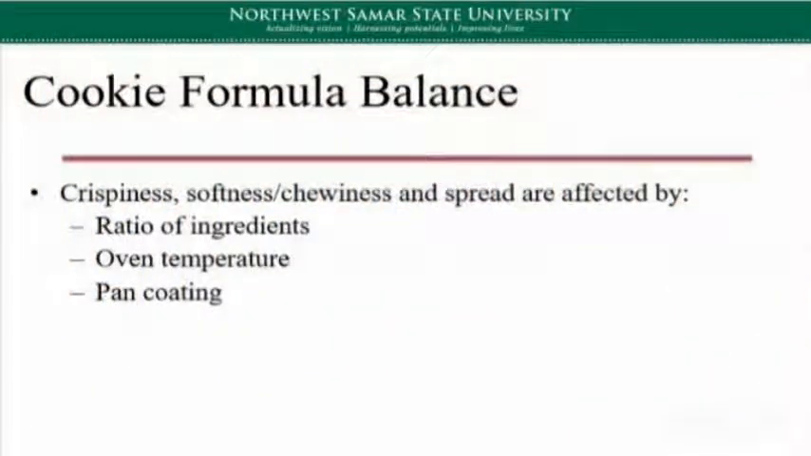Next is cookie formula balance. The crispiness, softness, or chewiness and spread are affected by the ratio of ingredients. So first, what is the ratio of ingredients? Ratios are the backbone of our favorite recipes for cookies, cakes, and more. And understanding the base structures of these items is what separates the true bakers from the fakers.